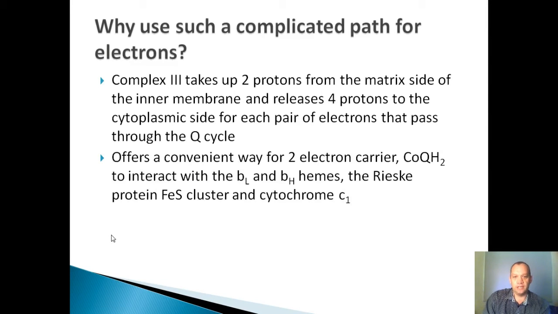And this offers a convenient way for the two electron carrier, which is coenzyme Q, to interact with all of these one electron carriers that it meets inside complex 3. So the cytochrome BL and BH hemes, the RISCA protein iron sulfur cluster, and the cytochrome C1, and of course also outside of the complex, the mobile cytochrome C, these are all single electron carriers, and this is the point in the electron transport chain where we switch from two electron transport to single electron transport. And the way that this kind of gear is changed is through this Q cycle pathway.